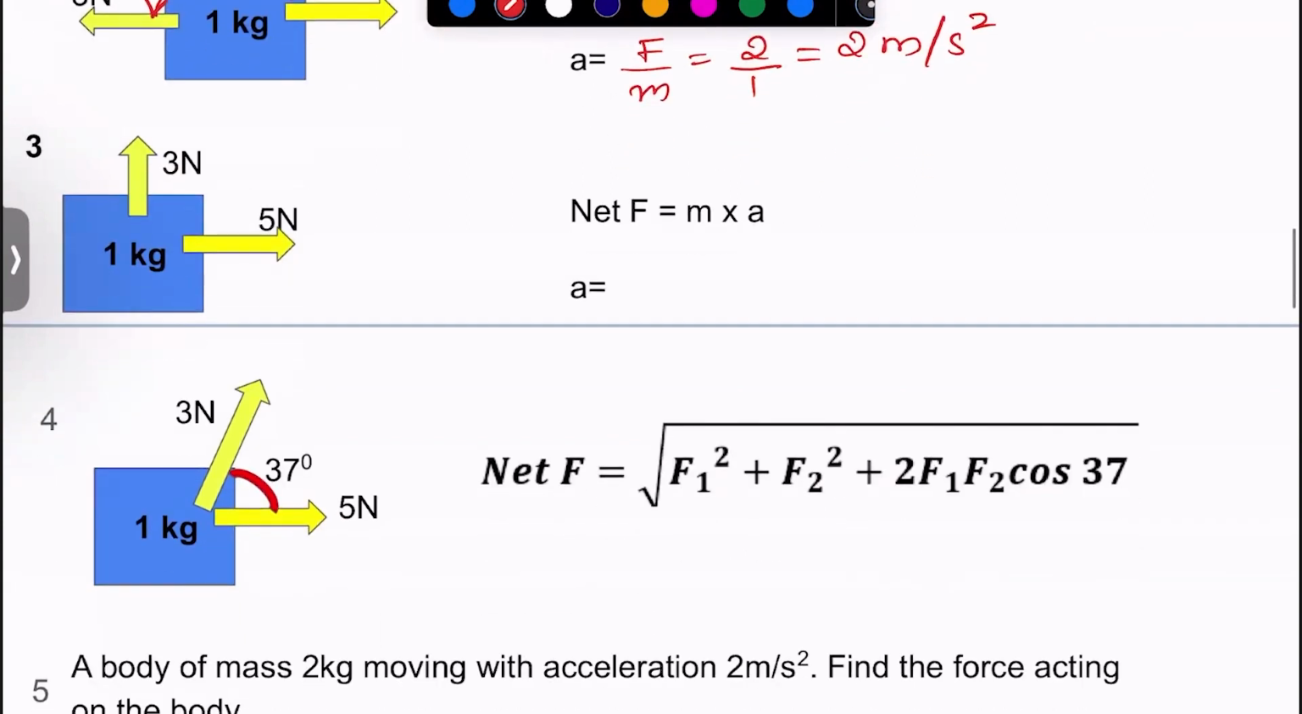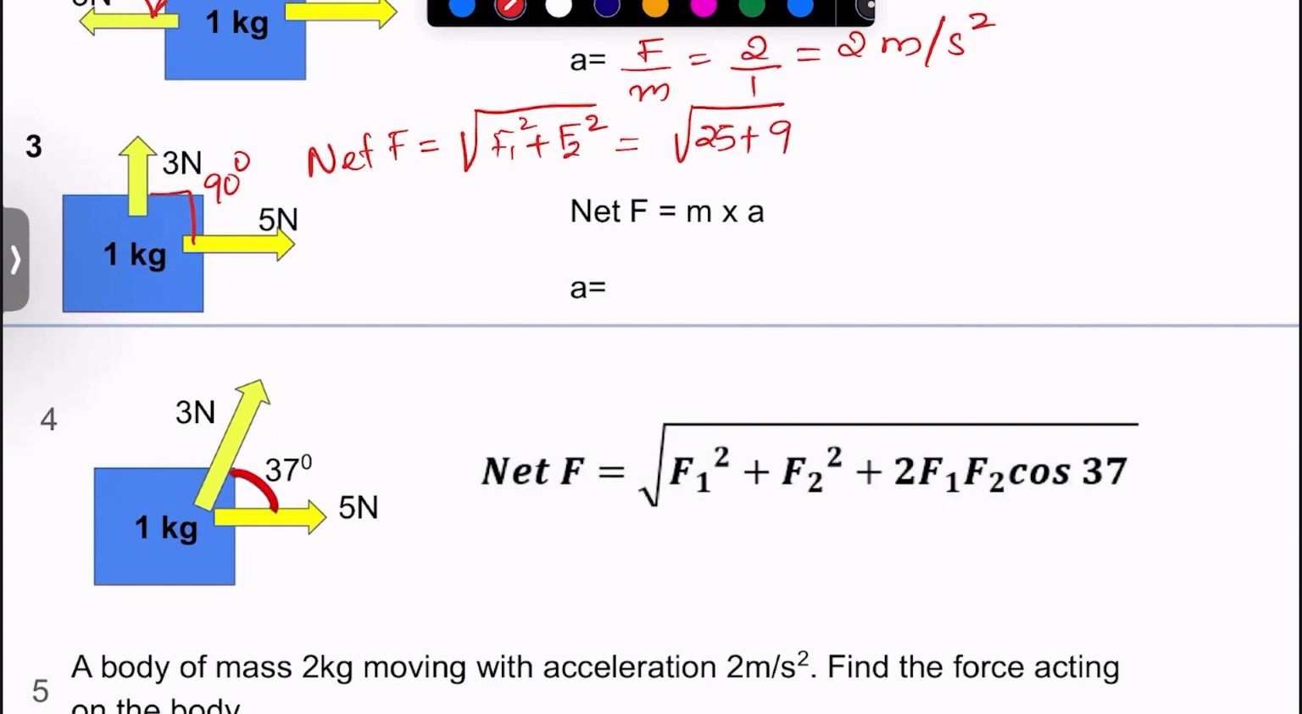Now the third condition where forces are acting perpendicular. Now we know the net force is equal to root of F1 square plus F2 square. So that is equal to root of 5 square is 25, 3 square is 9. So the answer is root 34. Now the acceleration is root 34 Newton by 1 kg, which is equal to root 34 meter per second square.